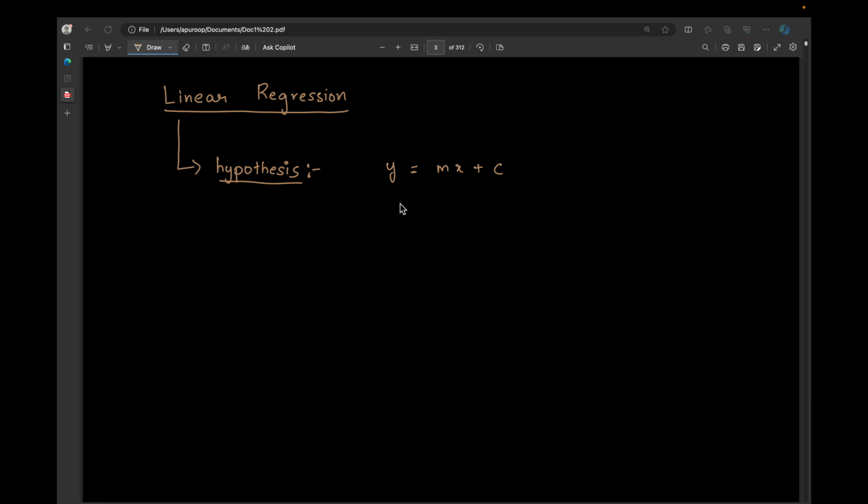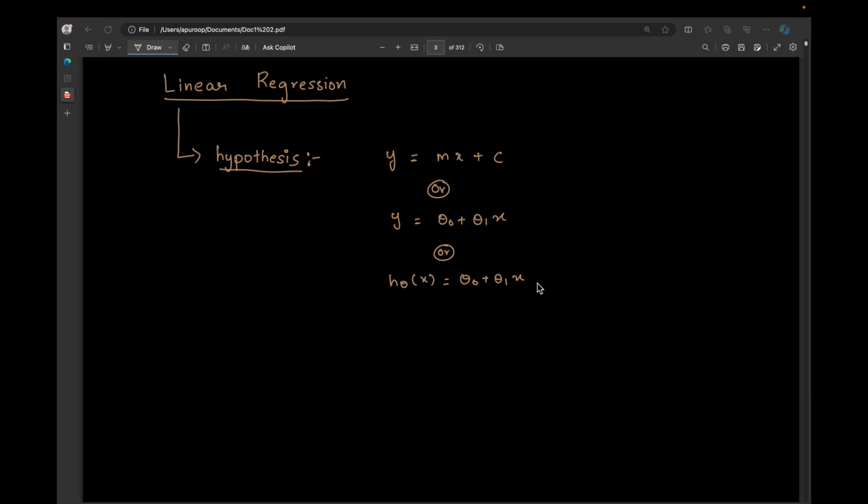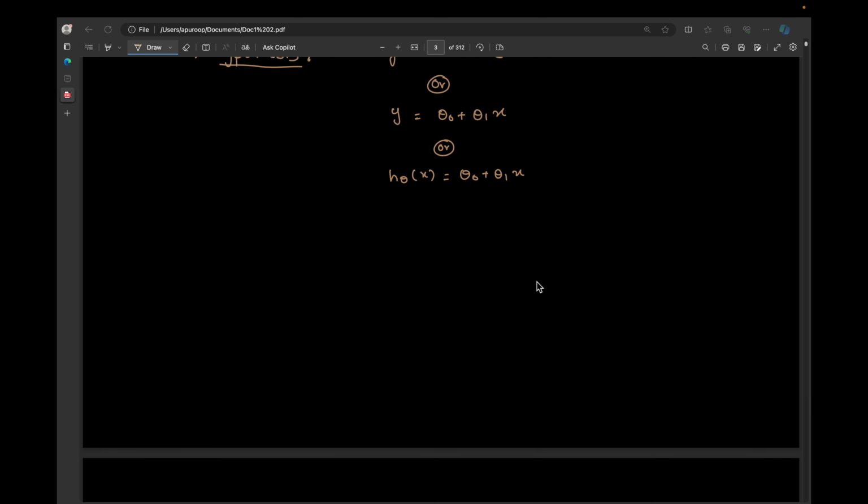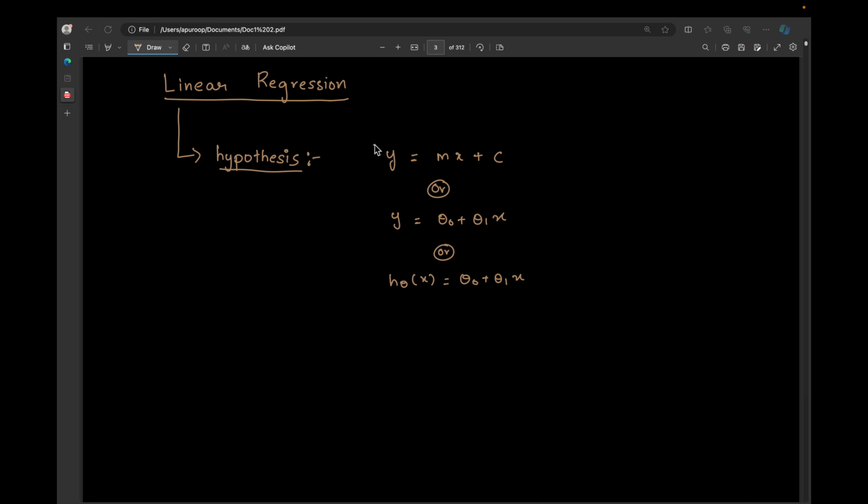So this will be our equation of a straight line, and there are several notations for writing this hypothesis. Someone can write y equal to mx plus c, and some other people can write y equal to theta naught plus theta 1x, and some others might write it as y equal to h theta of x equal to theta naught plus theta 1x. So these are several notations, so don't get confused by them. For now let's consider our equation of line as y equal to mx plus c. In future I might be using the other notations, but please don't get confused.